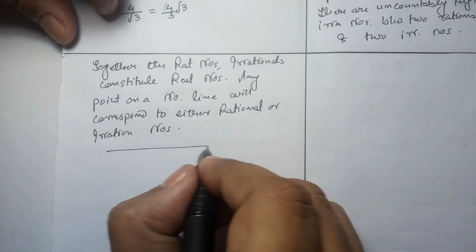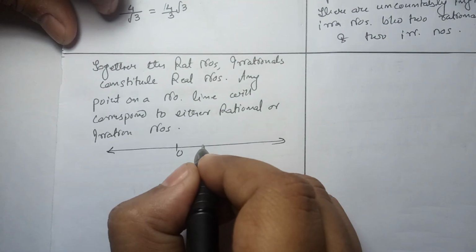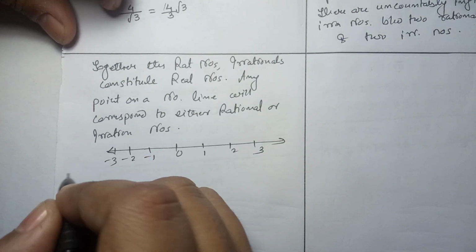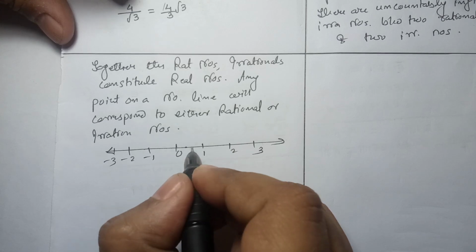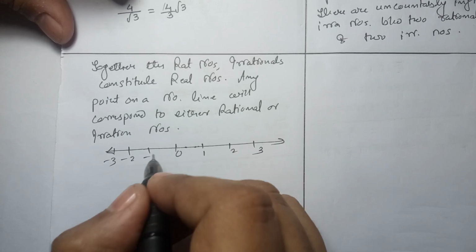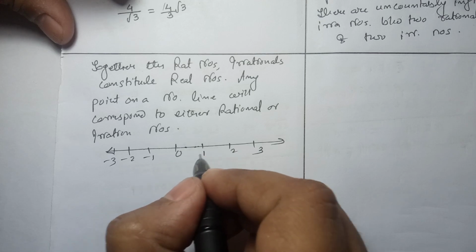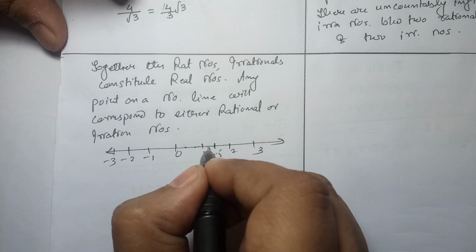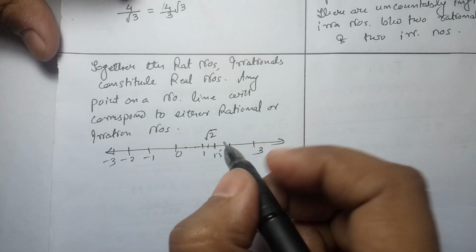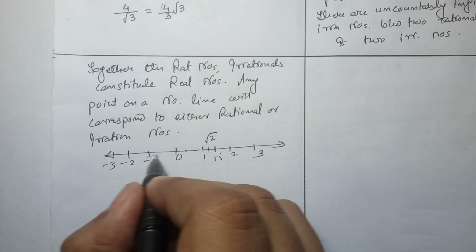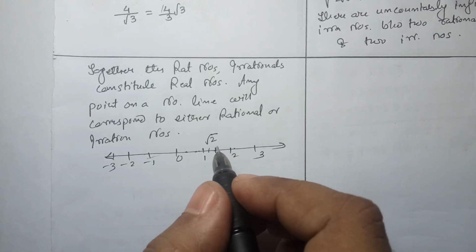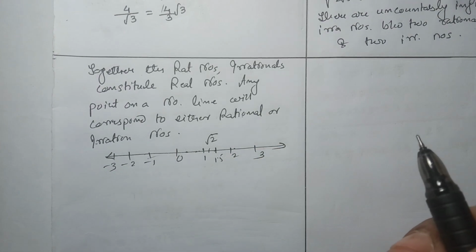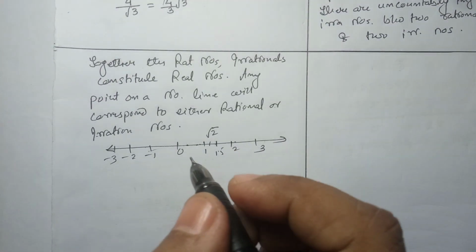So if I draw the number line with 0, 1, 2, 3, these are all rational numbers. We know integers are rational numbers. And if I take any point in between, it can be 0.5, or 1.5, or root 2. So any point on the real number line will correspond to either a rational number or an irrational number. Okay, fine.